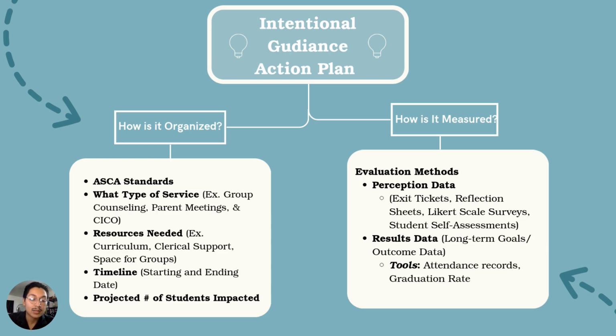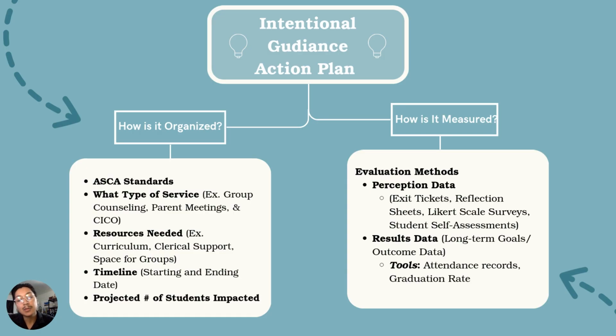Because let's say group counseling is not going to be the only service that the students need. They might need a check-in and check-out or something that aligns with that, supporting them in multiple ways, but noting in your action plan how this is going to impact them as well. And of course resources needed, just to be aware of what support you're going to need, whether that's curriculum or a classroom or when you're going to be able to have that space and just overall support. Of course, the timeline, starting and ending date for the services, and the number of students impacted. And then, of course, how is it measured?